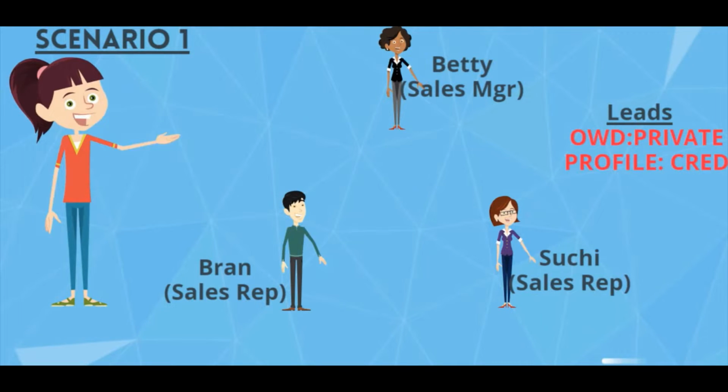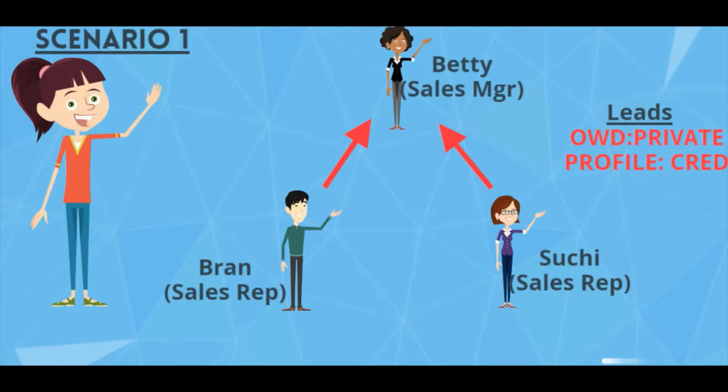We have three different users, and the object is set to OWD private and the profile is set to grid. Throughout this video, we will be seeing similar users where the same profile will be set for all the users. As soon as OWD is set to private, none of these users can see the records which are owned by others, which means Bran cannot see Betty's and Suchi's records, Suchi cannot see Betty's and Bran's records, Betty cannot see Bran's and Suchi's records. As the profile is set to create, read, edit, and delete, each of them can perform read, edit, and delete operations on their own records and they can create new records, except that they cannot see anyone else's records.